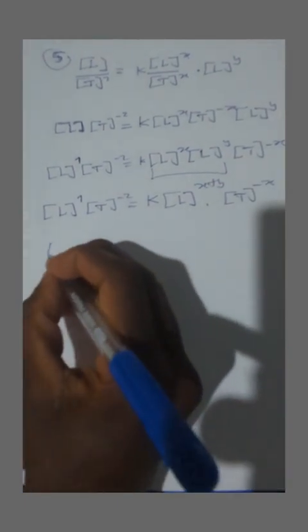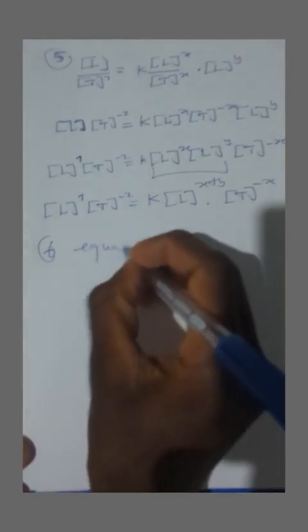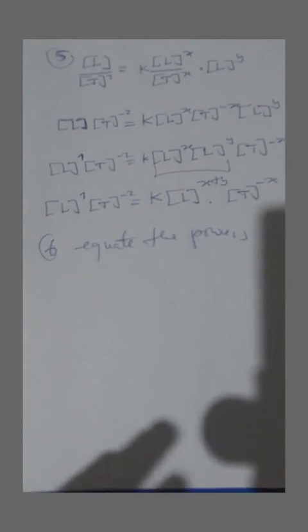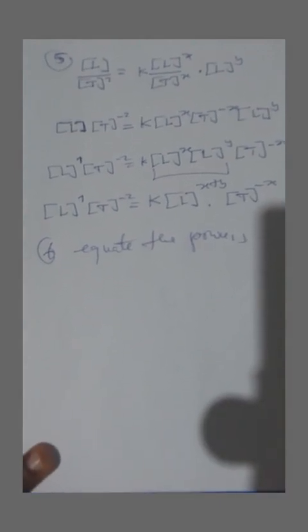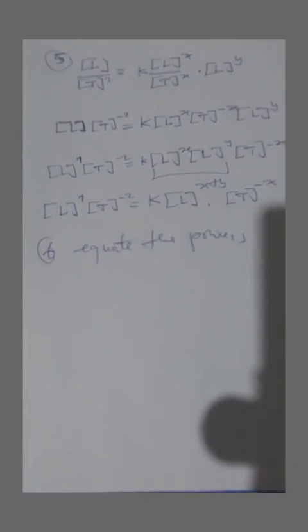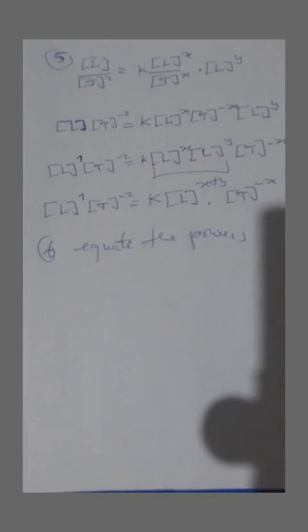After this, step 6: you equate the powers. How do you do it? You equate the powers on the left hand side to the right hand side: the powers of L on the left and right hand side, and the powers of T on the left and right hand side.